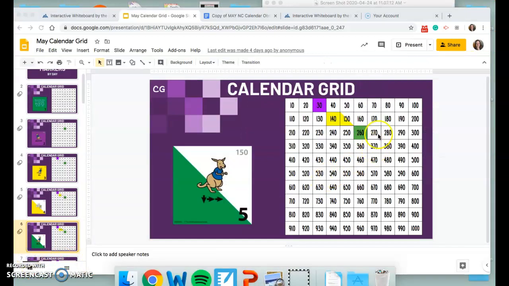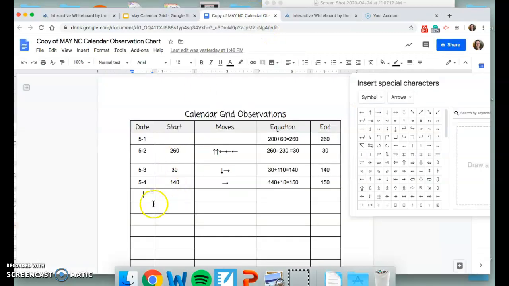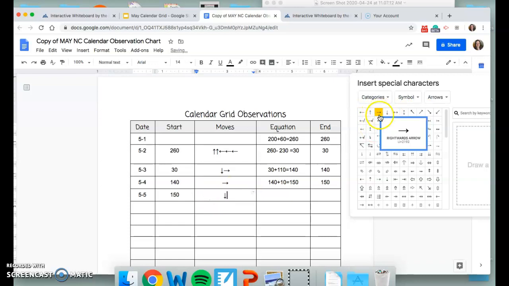All right, so now that we have 270 colored in halfway green, let's go back and fill in our observation chart. So today is May, so 5-5. And yesterday, Joey landed at 150, so that's where we were starting today. And his jumps were down, right, right. And so if he started at 150, we said we went down, which is adding 100, and then 2 10s. So 100 plus 10 is 110, plus one more 10 is 120.